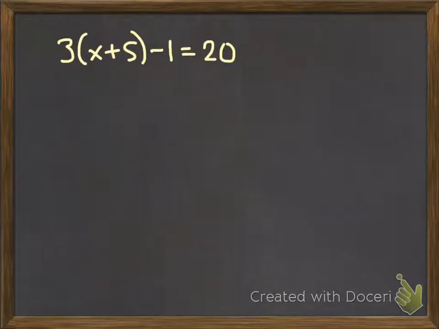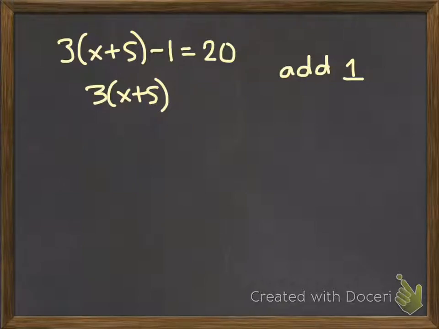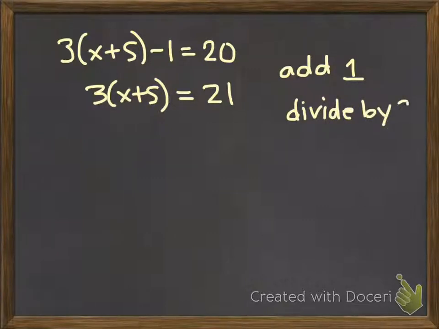Okay, so here's the problem, and now we're going to unwrap it by doing everything exactly backwards. The last step was subtract 1, so now we're going to do the opposite. We're going to add 1. So now I have 3(x plus 5). I undid the minus 1, and then I add 1 to the 20. Now we have 21. They multiplied by 3, so I'm going to unwrap it. I'm going to divide by 3, and that undoes having the 3 in front. So now it's just x plus 5. And 21 divided by 3 is 7.